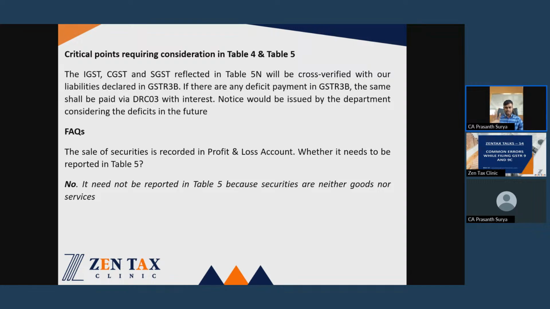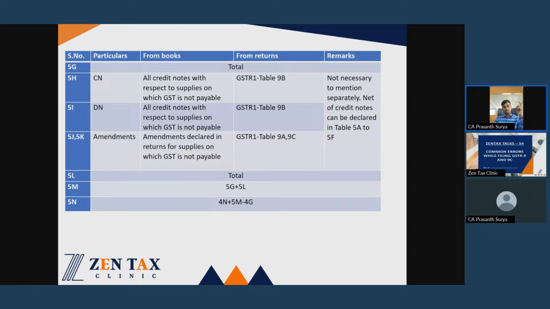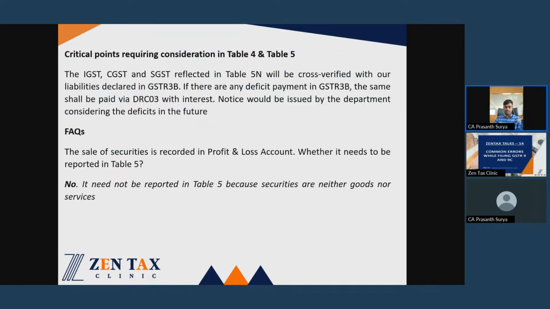So the IGST, CGST, and SGST reflected in table 5N will be cross-verified with our liabilities declared in GSTR3B. For example, I am reporting an IGST liability of 1,50,000. They will definitely check. Please download the GSTR3B summary that is available within the annual return tab. In that, match whether you have declared an IGST liability of 1,50,000. If these two figures, the table 5N and the GSTR3B liability, don't match, automatically a notice will be issued and you will be liable for a payment.